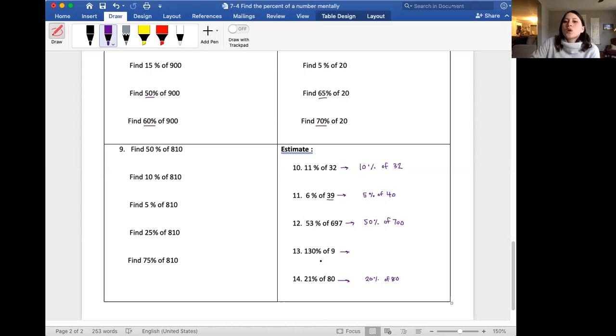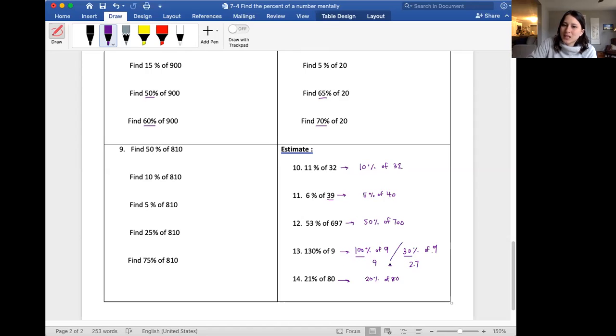Now, if you have over 100%, my advice to you would be to find 100% of 9 and then 30% of 9 and add those together. So you're going to break up your 130 into 100% and 30%. Well, 100% of a number is just that number, right? So that's 9. 30% of 9, well, I'd have to think through what's 10% of 9. Oh, that's 0.9. 0.9 times 3 is like 2.7. So this one might take a little bit of thinking through what's 30% of 9. It's 2.7.